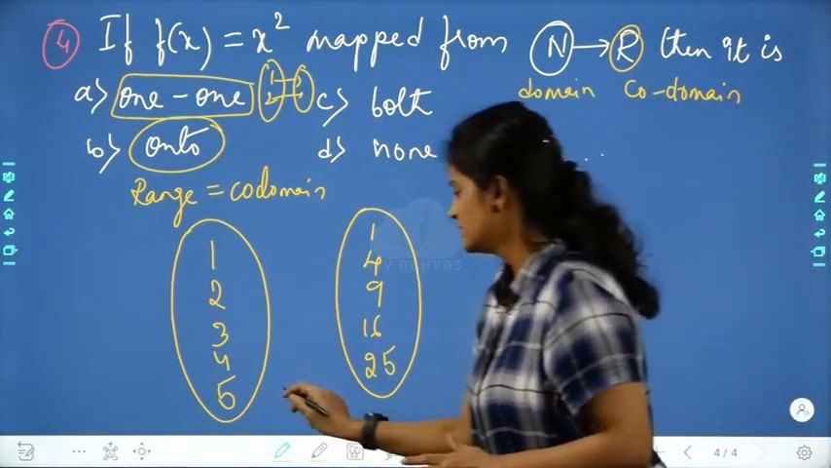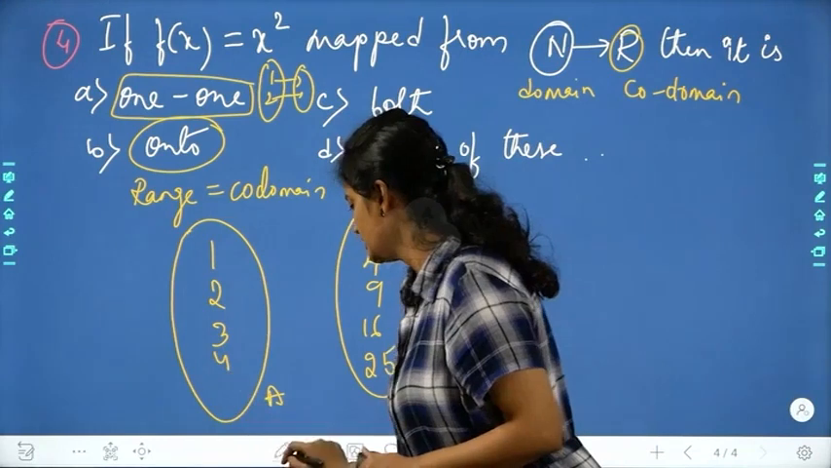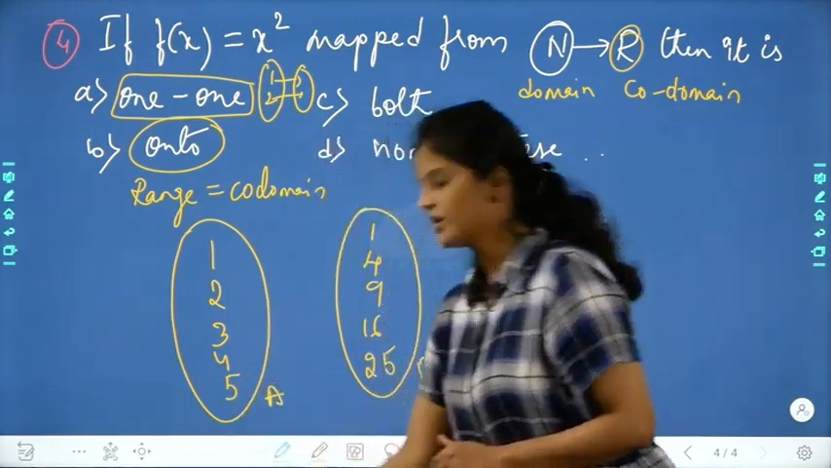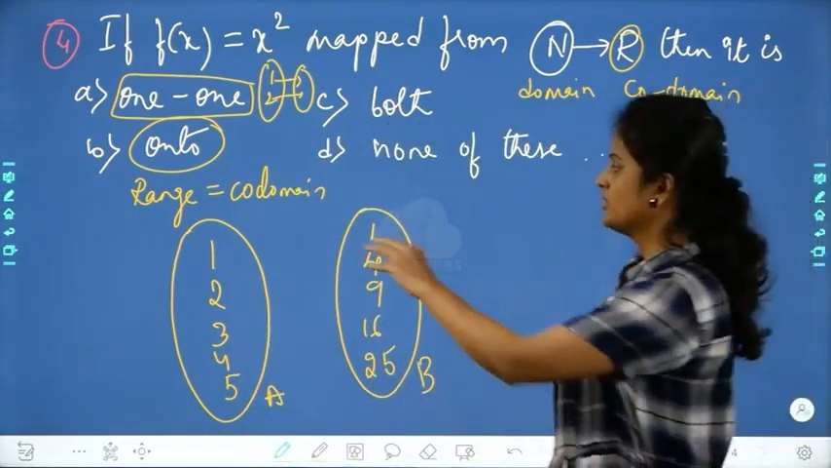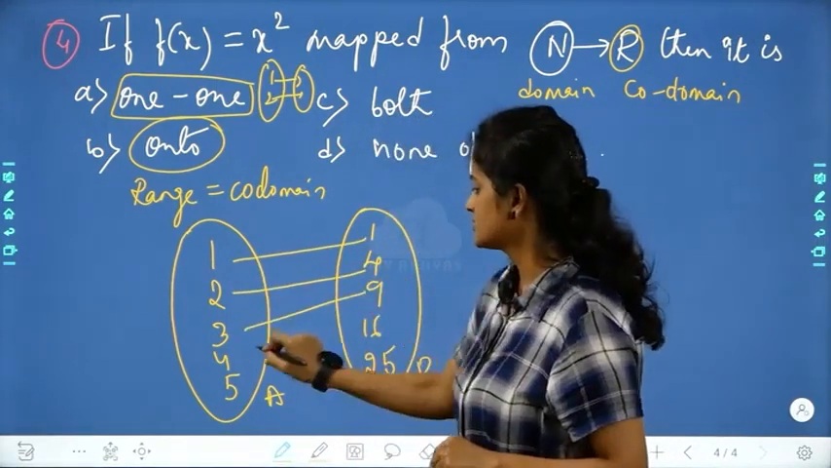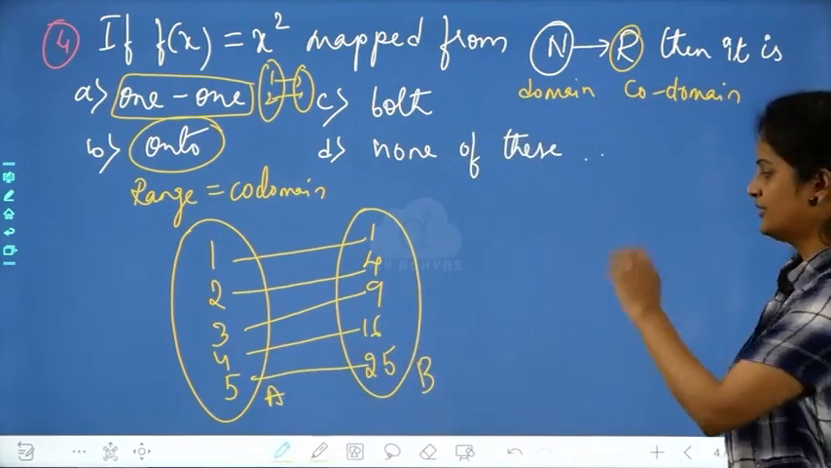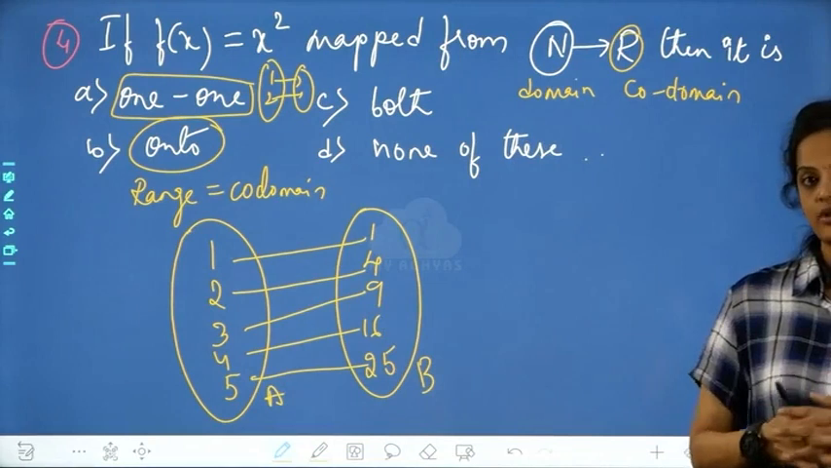Is that clear? This is set A and B. One is the set of numbers and the other one is the set of squares of the numbers. So how is it related? 1 is related to 1, 2 is related to 4, 3 to 9, 4 to 16, 5 to 25. So can you tell this is a one-one function?